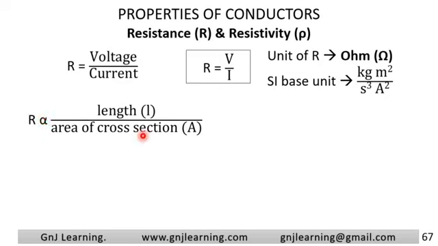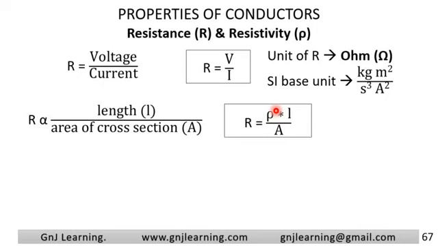but it decreases with increase in area of cross section. Resistance decreases as there is an increase in the area of cross section. So R is proportional to L and inversely proportional to A. If you remove this proportionality sign, I have to add one proportionality constant, that is R is equal to rho into L by A, where rho is a Greek alphabet representing resistivity or specific resistance. Rho into L by A.